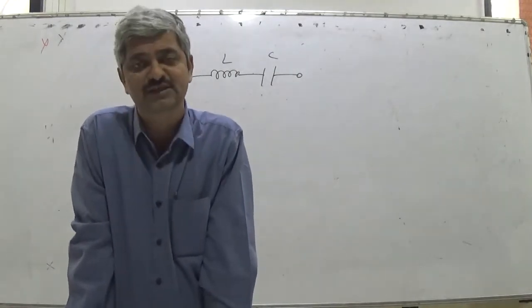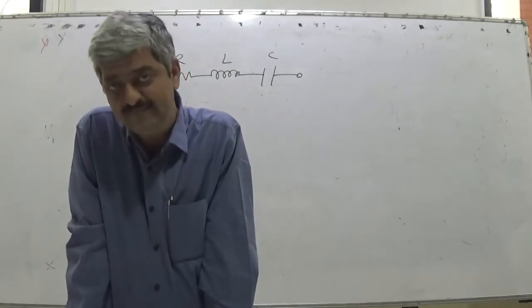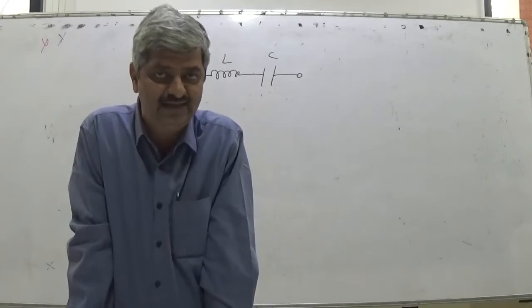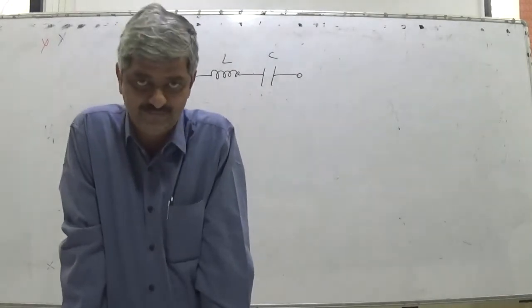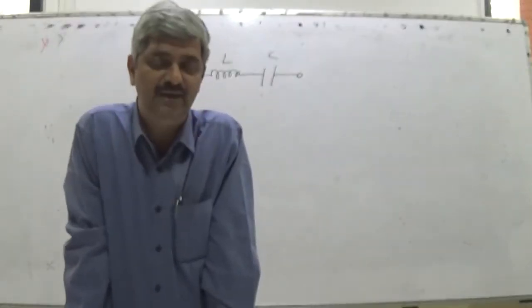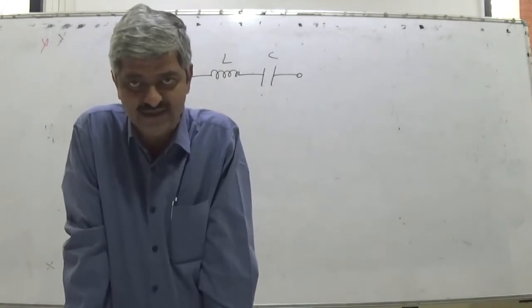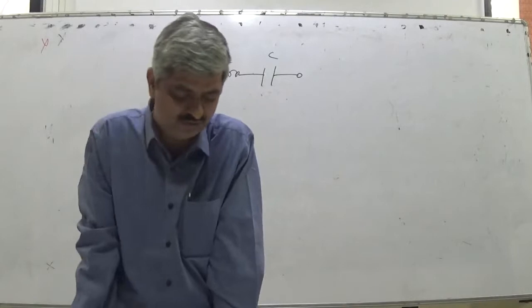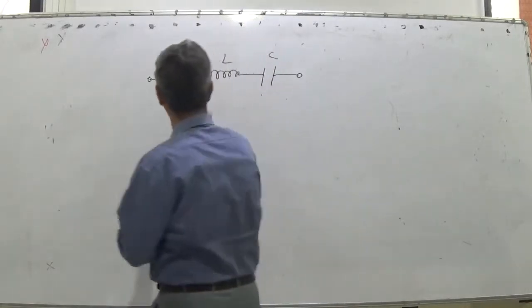And at frequencies more than omega R, more than resonant frequency, the net effect of L and C is inductive, so it behaves like an RL circuit. So an RLC circuit behaves like a resistive circuit at resonance, like a capacitive circuit before resonance, and like an inductive circuit after resonance.